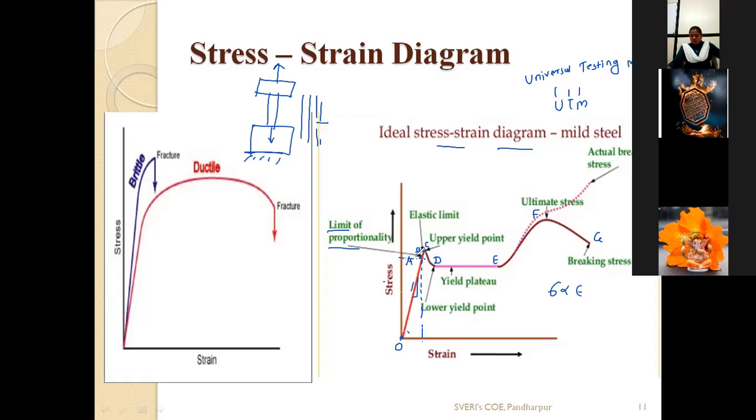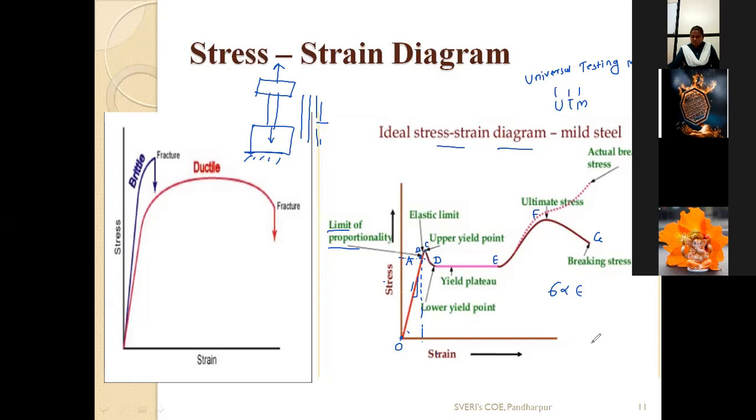Now, in this A to B, the specimen is extended. Here stress is increased by some amount. Stress is increased, and this is in the elastic region, but here there is no linear graph.